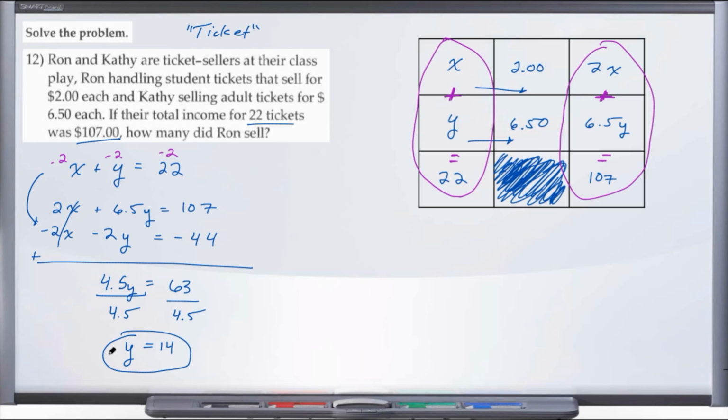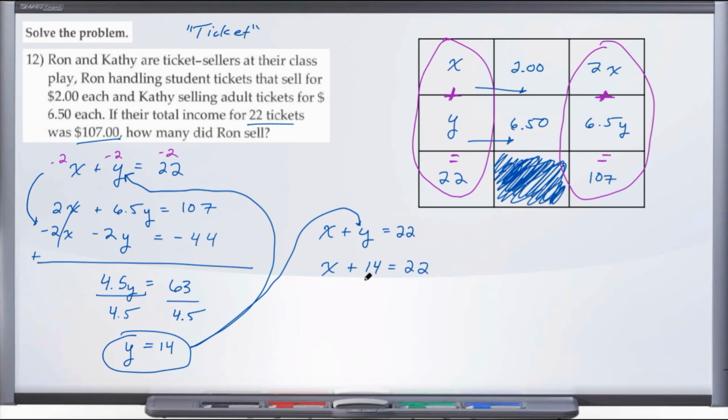All right, so now that we've solved for y, let's go ahead and take this value and plug it into, how about this first equation? Because it's a relatively simple equation, and we can solve for x, right? So if we take this value, plug it in for y, we'll be able to solve for x. So that's x plus y equals 22. So again, we're going to plug in right there. X plus 14 equals 22. Solving for x, we'll subtract 14 from both sides, and so x equals 8.